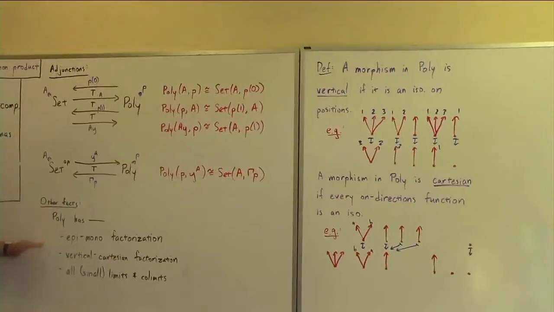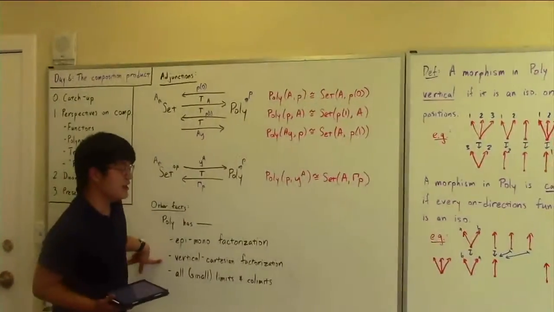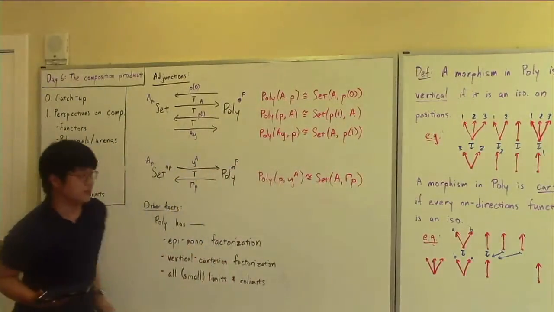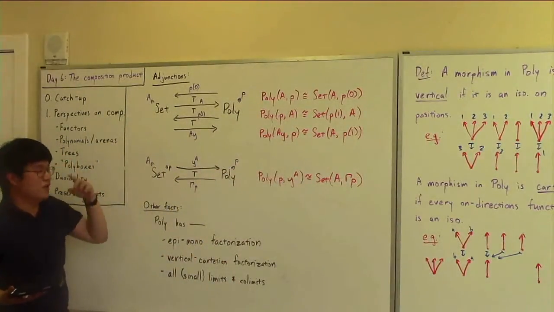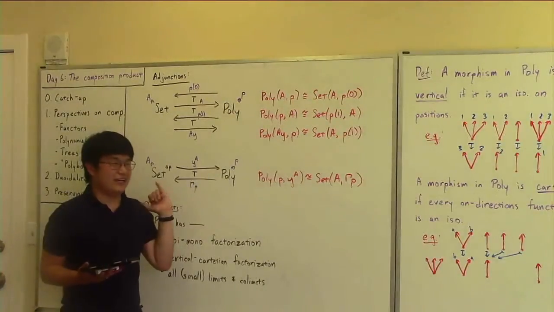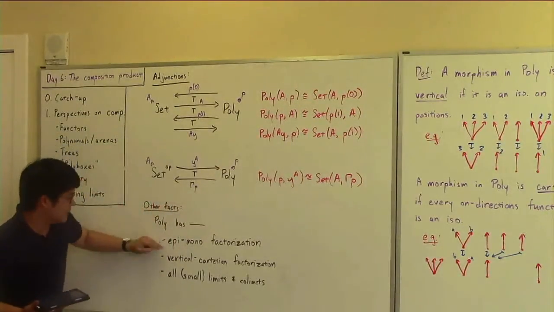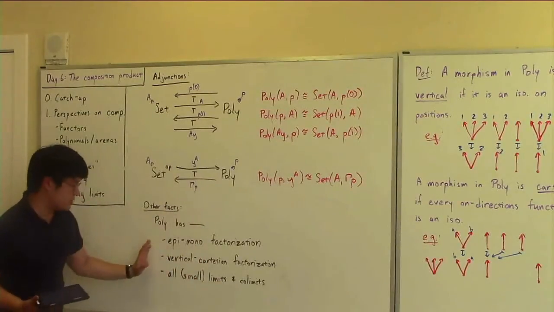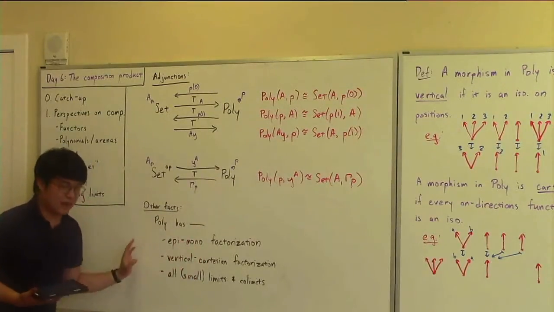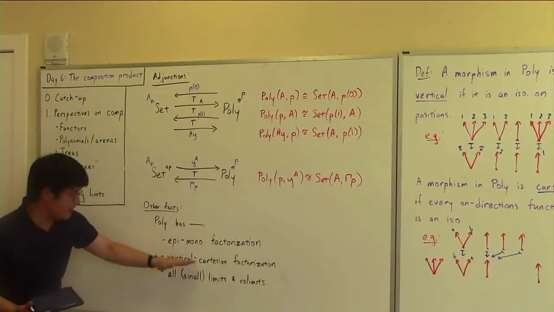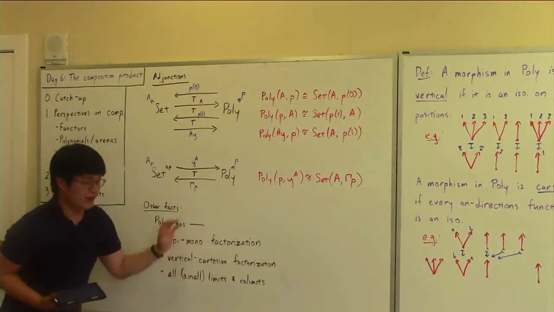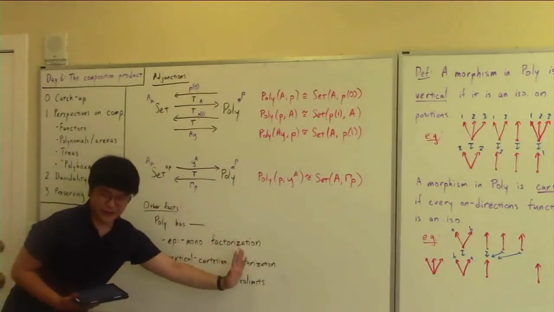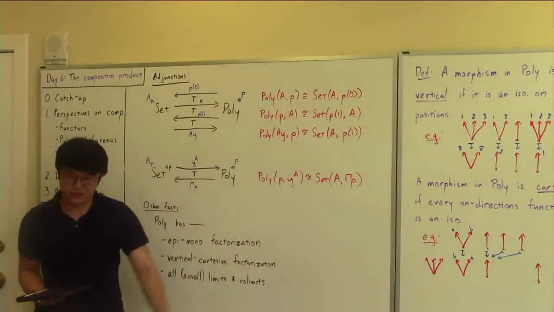And it turns out that any morphism in Poly can be factored into a vertical map followed by a Cartesian map. You can think about it like this: the vertical map is an isomorphism on positions, so you keep the positions the same, but only do stuff with the directions. And then the Cartesian part is isomorphisms on directions, so you keep the directions the same and only do stuff on positions. And then that gets you your factorization.